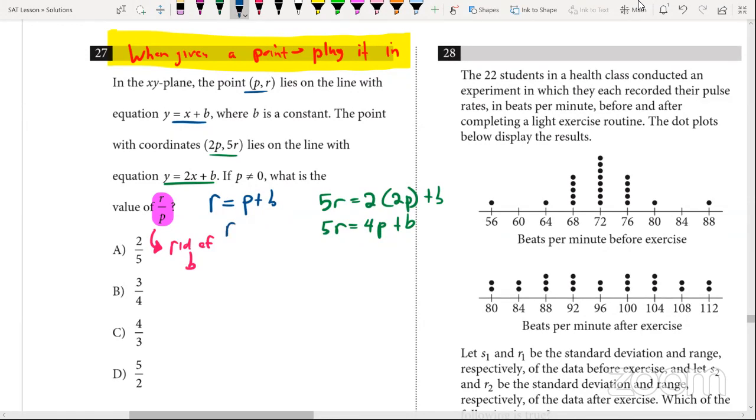Taking away P from both sides, you have R minus P equals b. And here, taking away 4P from both sides, you have 5R minus 4P equals b. So now both of these equations are equal to b, so they're both equal to each other. That's essentially the substitution method. So you got R minus P equals 5R minus 4P. And now we're trying to finagle this into R over P. So one thing you can do is get all the R's on one side and all the P's on one side. So I'll take away R from both sides and add 4P to both sides.